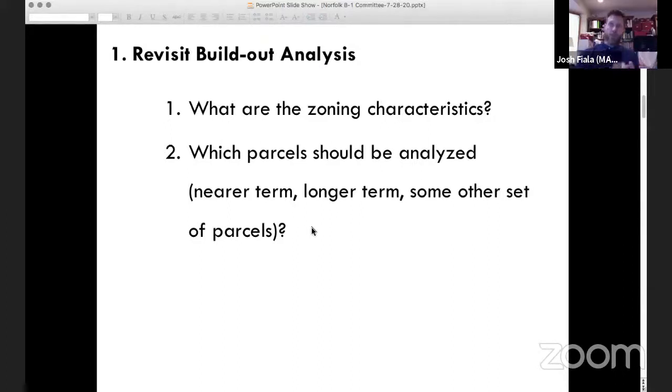Should we do the Stop and Shop lots as a 40R with the 20 units per acre density, and then some of the other parcels based upon the previous B1 zoning recommendations as have been discussed most recently in the committee, kind of how those are shaping up? And should we be looking at near-term parcels, long-term parcels, et cetera?